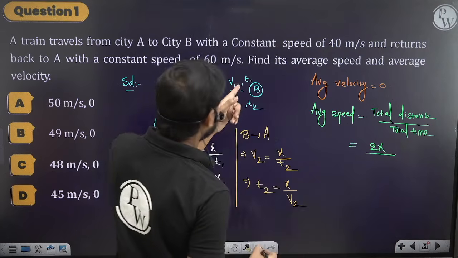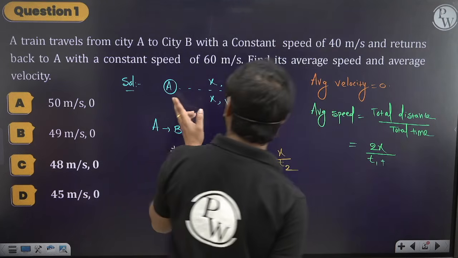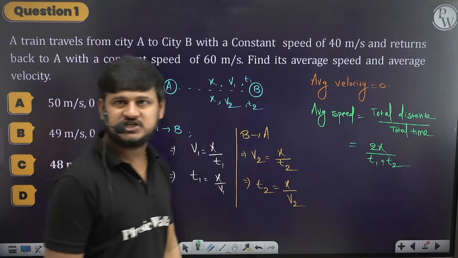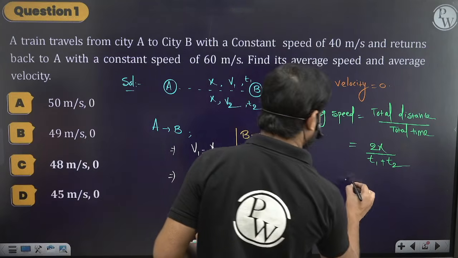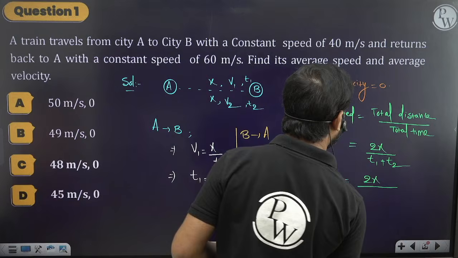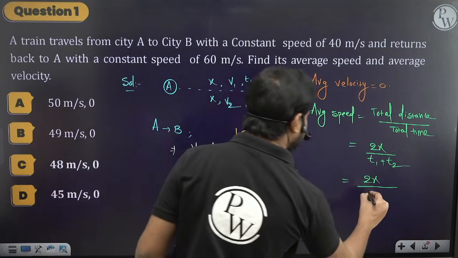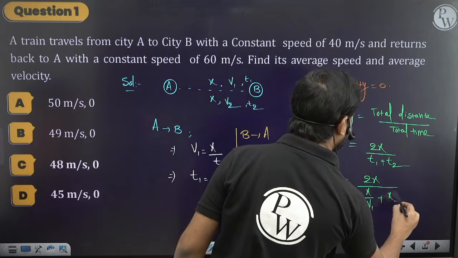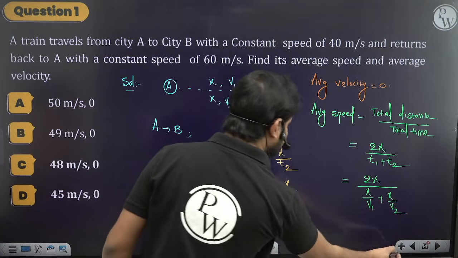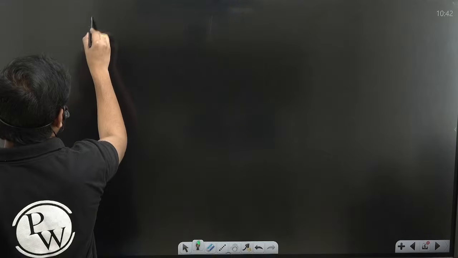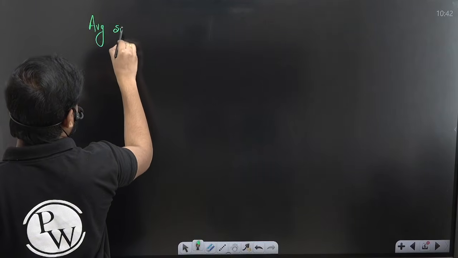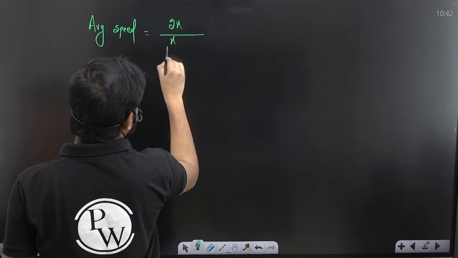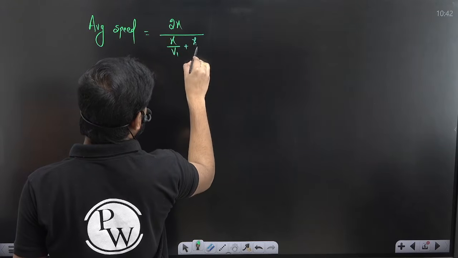And then time. Time t1 while going from A to B, and while returning it's taking time t2. So t1 plus t2. Now, to get the simple formula, for 2x by, in place of t1 I am writing x by v1, and in place of t2 I am writing x by v2. Right? Now let's solve this one. So we have got the average speed: the average speed is equal to 2x by x by v1 plus x by v2.